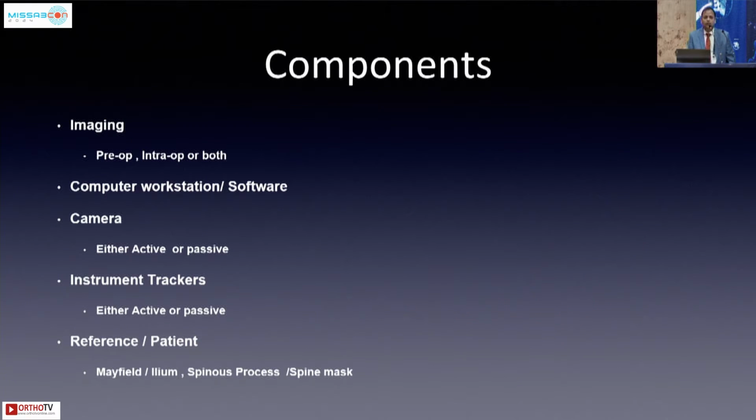So what are the components of navigation? First is imaging. You can do a pre-op image, pre-op CT scan, or intra-op CT. Then you can have a 2D scan. There is a computer workstation with software. There's a camera. There are tracker systems available, which are either active or passive, and you have references.